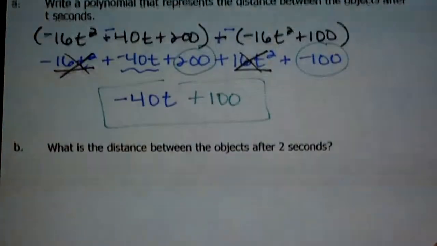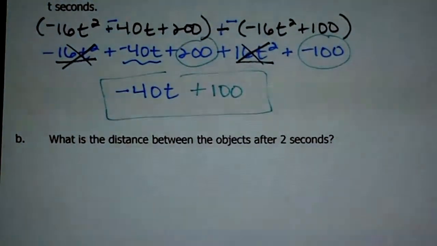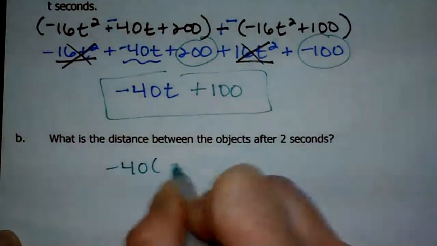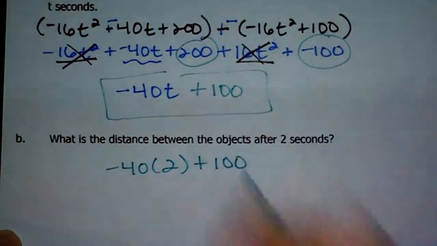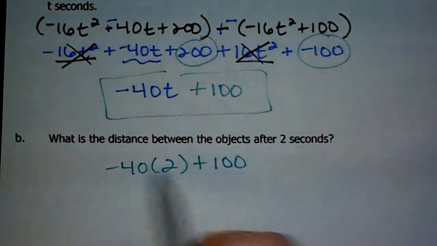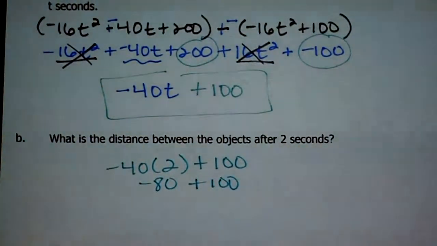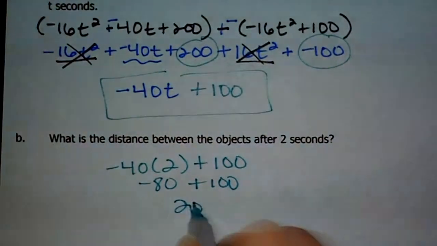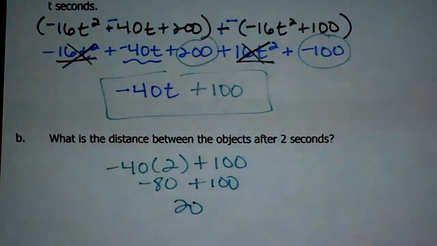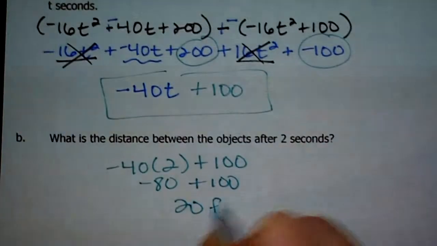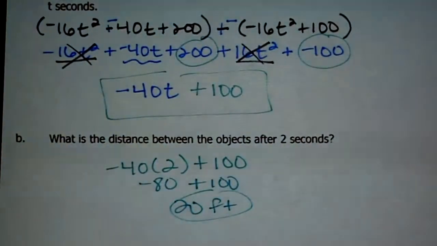And the last little part of this just says, what's the distance between the objects after 2 seconds? Well, t represents time, right? So all I need you to do is plug 2 in for the time. Negative 40 times 2 is negative 80. And negative 80 plus 100 is 20. And we were measuring all of this, not in inches, not in centimeters, not in miles, in feet. Now you are done. I'll see you tomorrow.